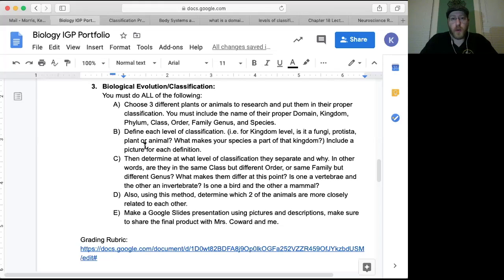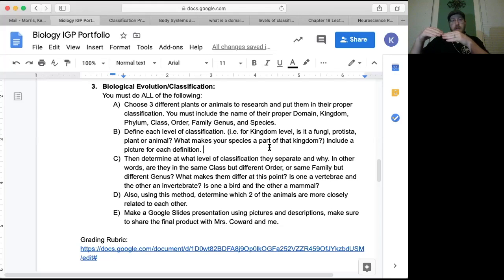Next, you will determine at what level of classification each of your 3 organisms separate. In other words, if you choose 3 animals, at what level is it going to be? Obviously they're going to be in the same domain and the same kingdom. But are they in the same phylum? Are they in the same class? Are they in the same order? It's like, at what level is the first level that they split off, right?